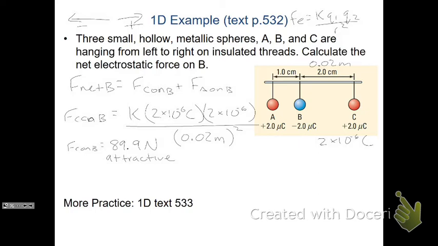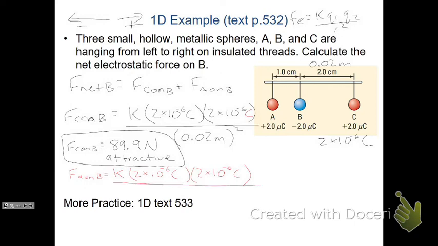Yeah, great. So then we will do the same thing. I'm just gonna box this up so I don't lose it. And then let's do the same thing for force of A on B. So again, we're gonna have K. Charge of A is, and the charges are the same, so 2 times 10 to the negative 6 Coulomb, divided by 0.01 meters squared.